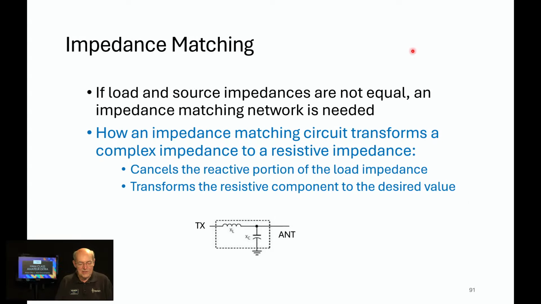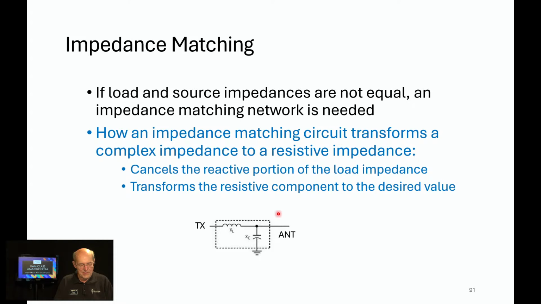So impedance matching. Now we want the load and source impedance to be equal if possible, because if they're not, an impedance matching network is needed. Otherwise, you'd be losing a lot of your signal. So you want a 50 ohm transceiver, 50 ohm transmission line, 50 ohm antenna if possible. That's perfect impedance matching.